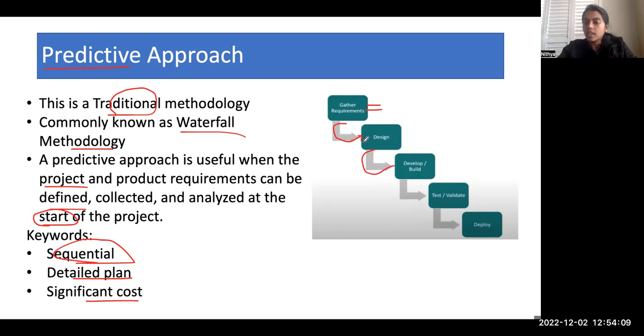So as you see here, the next step cannot really start without the completion of the previous step. That's why we call it sequential or linear. And it really needs a plan to execute the approach. So these are all the keywords you have to definitely remember when it comes to predictive approach. Let's see the question now.